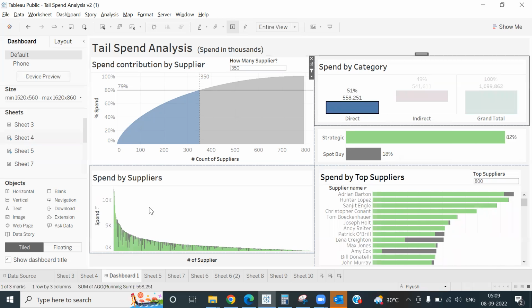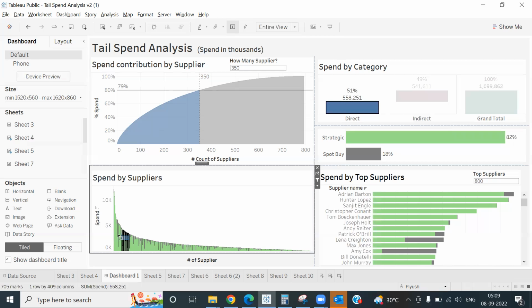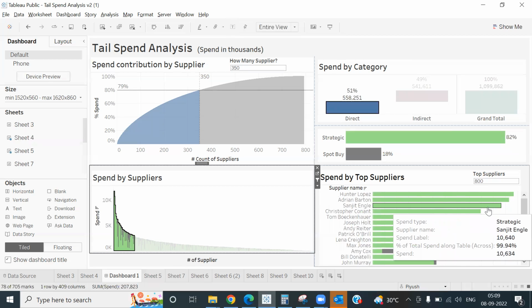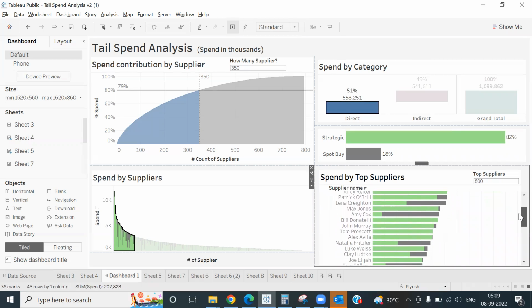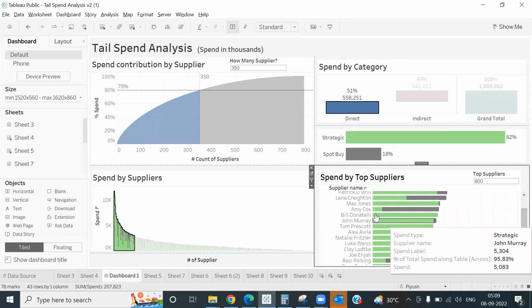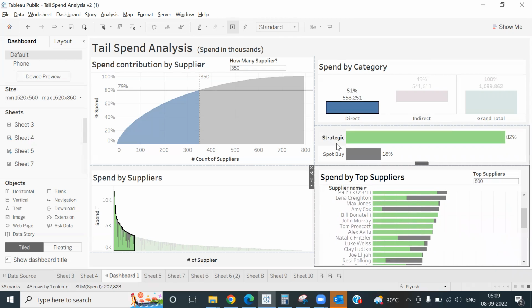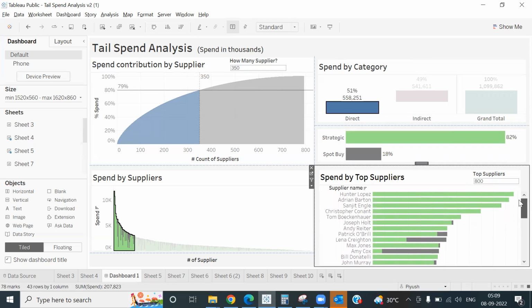when we click on direct, this basically gives you a picture. We definitely see, even though it is 82%, there is some top portion of spend which are spot buys, and there is an opportunity for improvement. Okay, so let's say if I just want to highlight this, you get to see the suppliers. So these are the top suppliers, and the green color is strategically managed, and the gray is spot buy. So yeah, you definitely see an opportunity here.